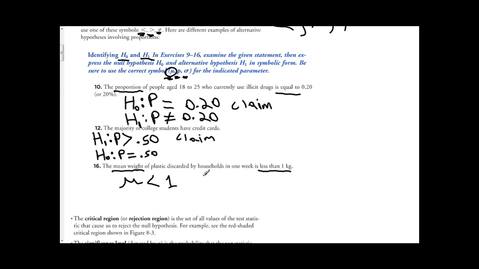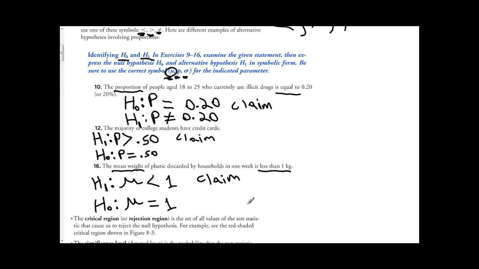All right, this is the claim. This is definitely the claim. The mean is less than 1 kilogram. But this is also an alternative hypothesis. Oops, I said alternative, but I wrote null. So let's get rid of that. This is definitely an alternative hypothesis, H1. And the null hypothesis, once again, is the claim of equality. So the null hypothesis is that mu is equal to 1.